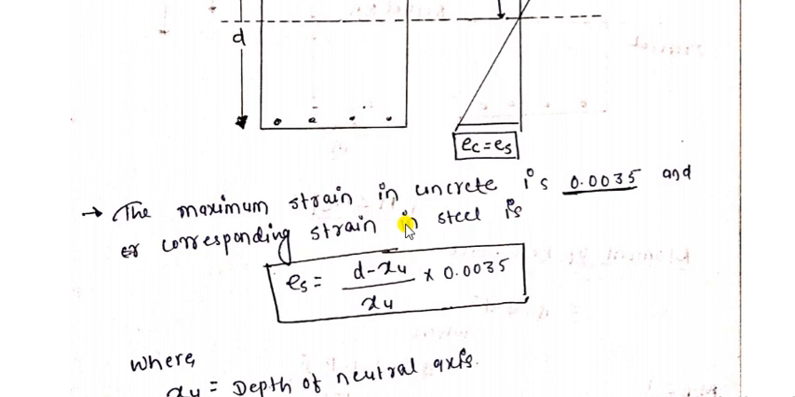xu is nothing but the depth of neutral axis. The depth of neutral axis is the depth from the topmost fibers. Here the notation depends on you. xu can also be written differently in some textbooks, so there is no problem, the notation depends upon you.